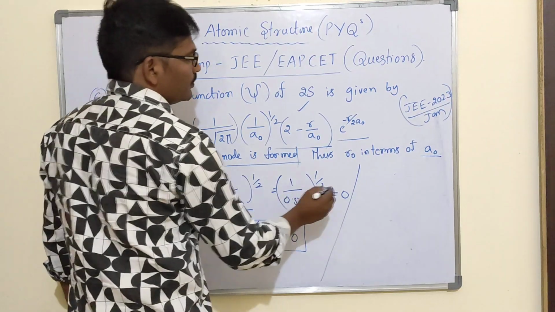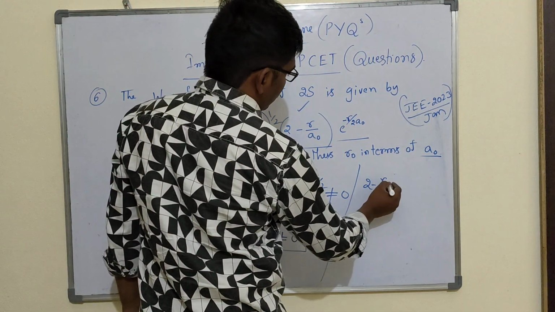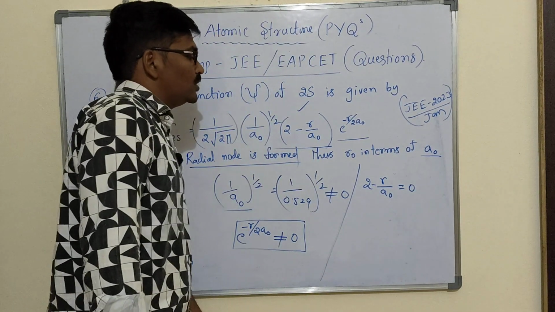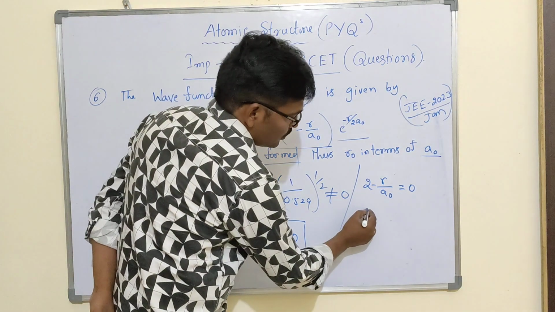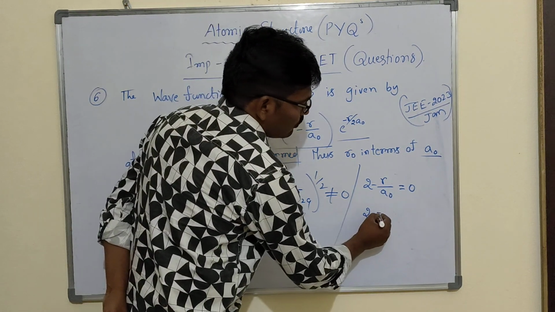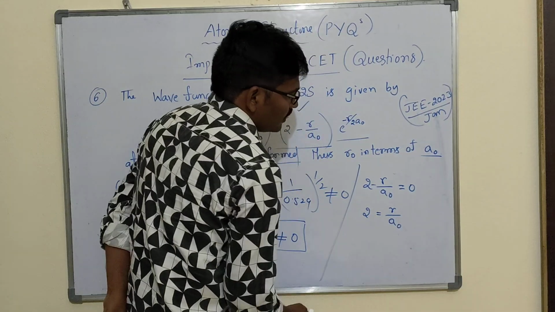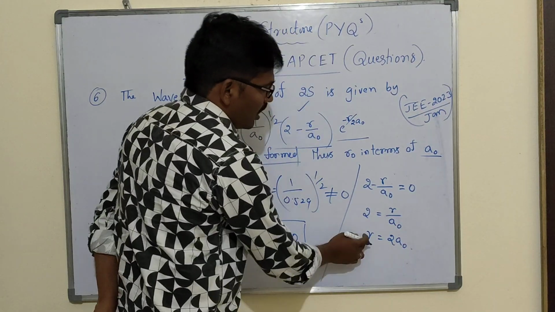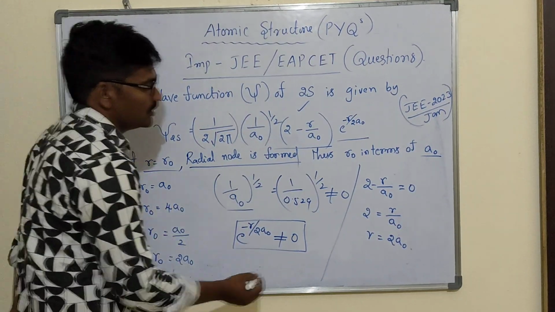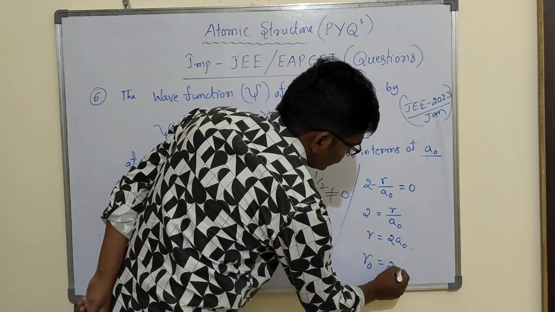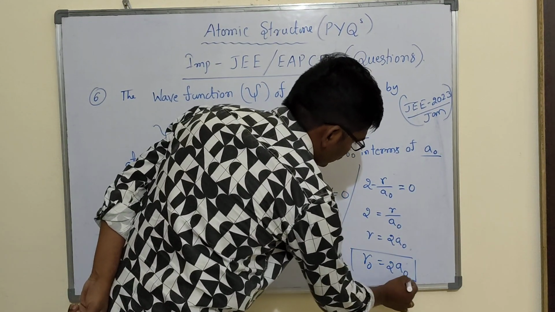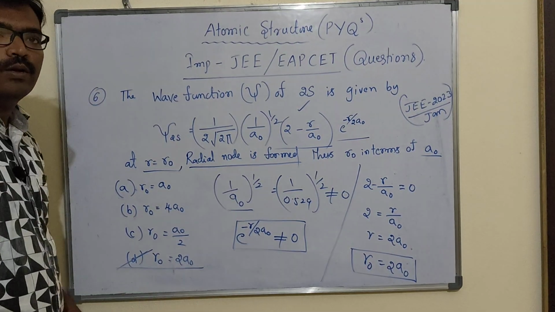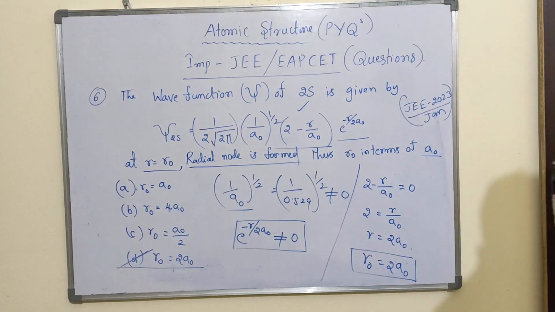So what is this term? 2 minus r by a naught. This value becomes 0. Once it is 0, 2 equals r divided by a naught, then r equals 2a naught. When r is r naught, r naught equals 2a naught. This is the formula, r naught equals 2a naught. This is the answer. Note it. So the next question will go.